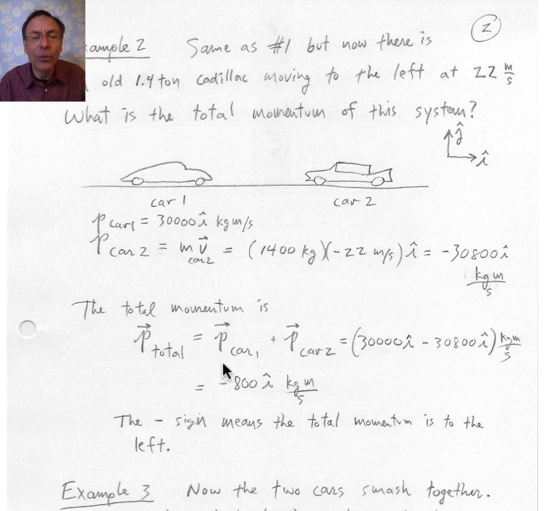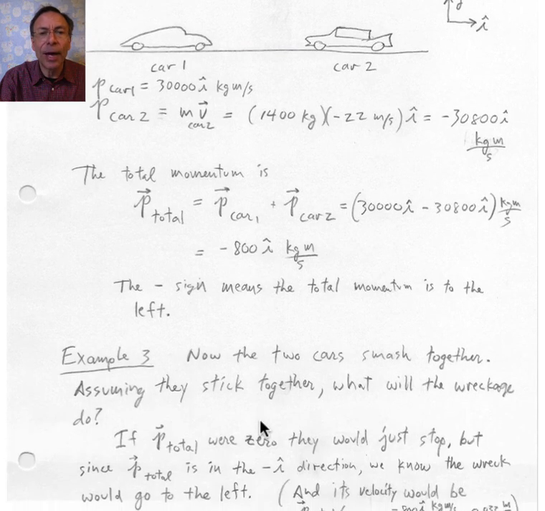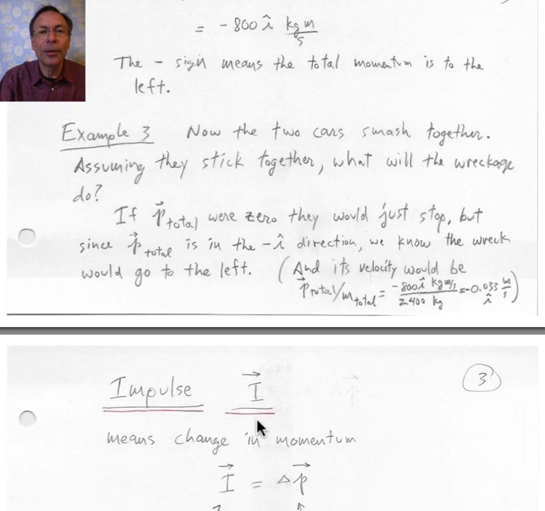Now we put the two momentums together, and we have positive 30,000 for car 1, negative 30,800, that's for car 2. We put it together, we have negative 800 kilogram meters per second. So that's going to be to the left. All right, so the total momentum is that much, negative 800.